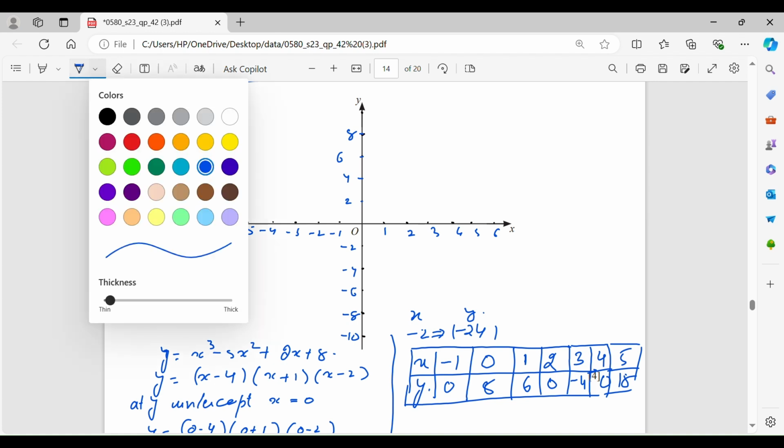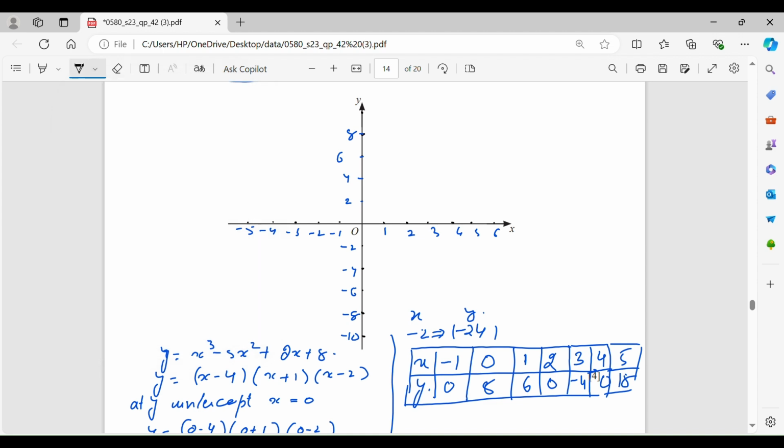I will change the color of my pen. Black I will take for graph. At -1 it is 0. So this will be our point, right? This is the x-intercept. And at 0 it is 8. And at 1 it is 6. This will be the point.